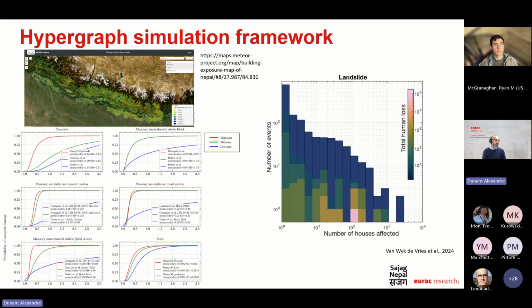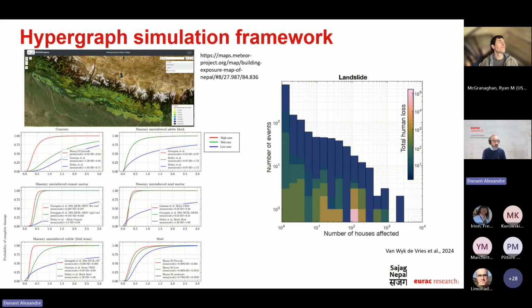To back up this simulation, we also used all the engineering surveying that was done at the time with a brilliant project, I think, called Meteor, where they tried to survey the building typology across the whole of Nepal. So then, in addition to the multi-hazard graph, we could sample those fragility functions to give an estimate of high, mid, and low case.